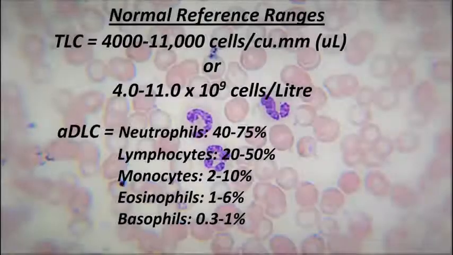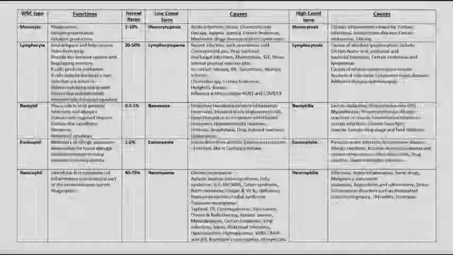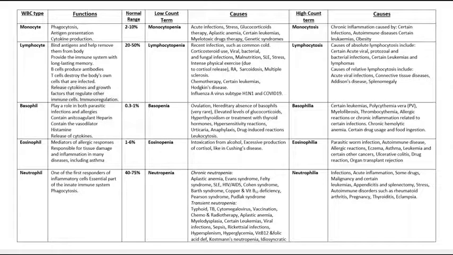The normal reference ranges for TLC and DLC are as given here. Total leukocyte count in a human adult is around 4,000 to 11,000 cells per cubic millimeter or microliter. The normal ranges of each type of WBC along with low and high counts, including the possible medical causes for such abnormal counts, can be summarized in the table as shown in the screen.